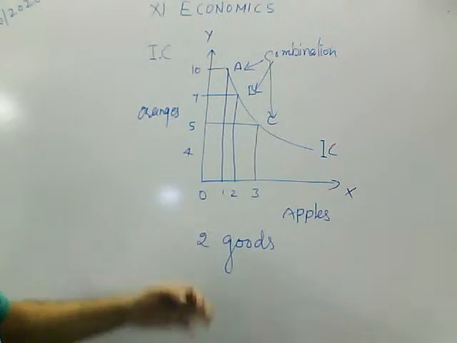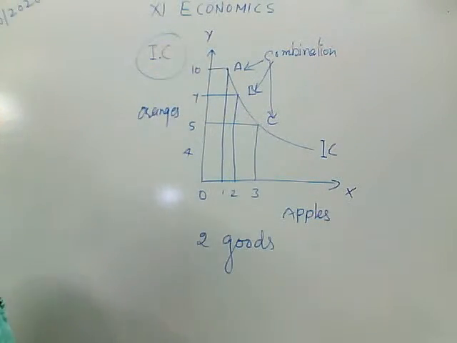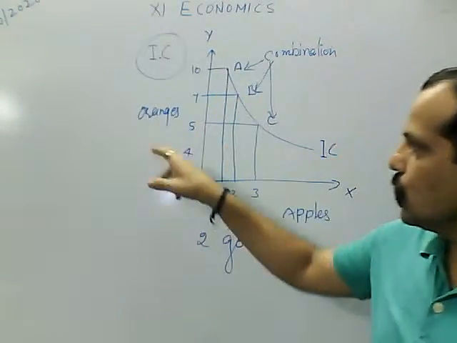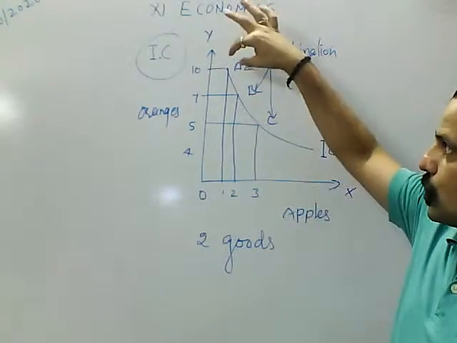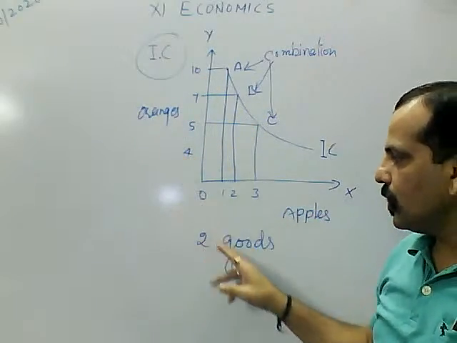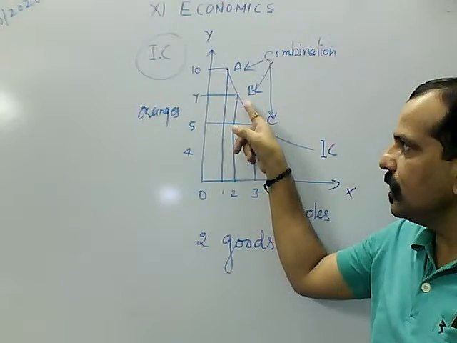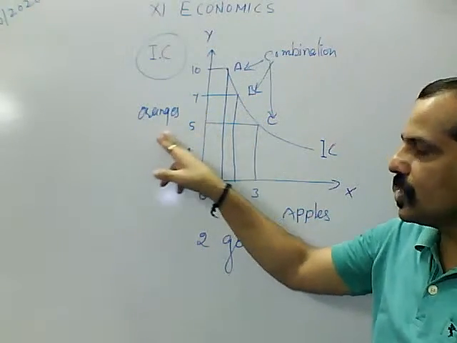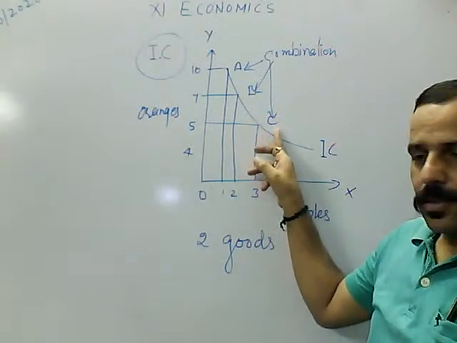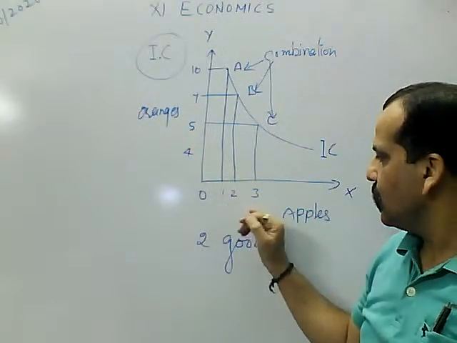So indifference curve is the combination of two goods. Two goods means orange and apples. If you talk about point A, at A there are 10 units of oranges and 1 unit of apple. If you go to the second combination, here 7 units of oranges and 2 units of apple. At C combination, here you are liking 5 oranges and 3 apples.